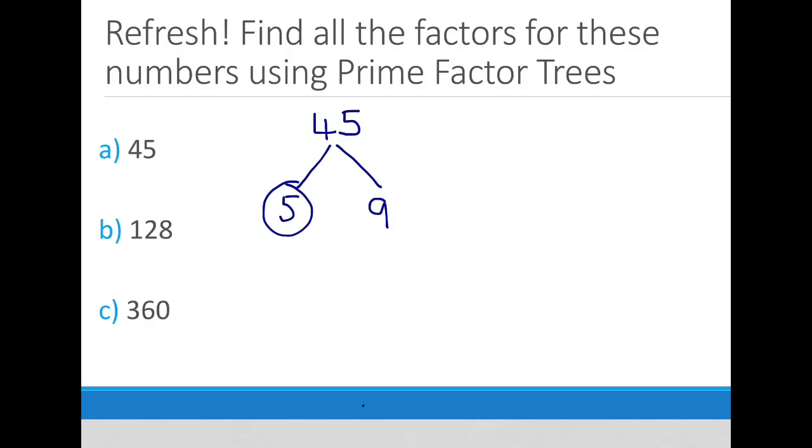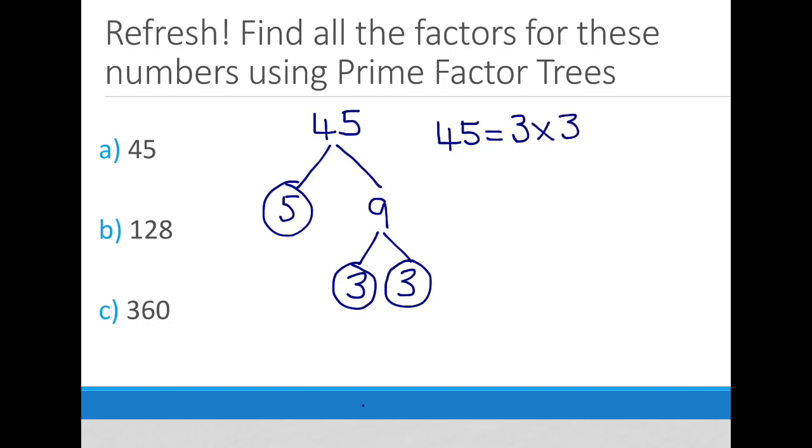How can I make 9? I could make 9 by 3 multiplied by 3. Is 3 prime? Yes, 3 is prime. So let me circle both of those, and then I can write that 45 is equivalent to 3 multiplied by 3 multiplied by 5. These are our prime factors, and when you multiply them together, 3 times 3 is 9, times 5 is 45.